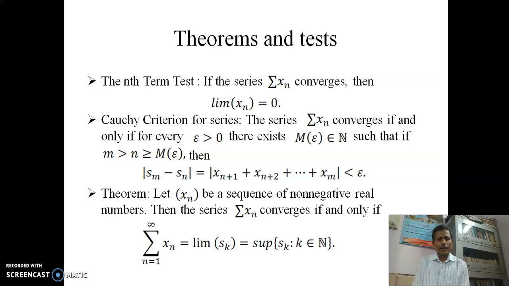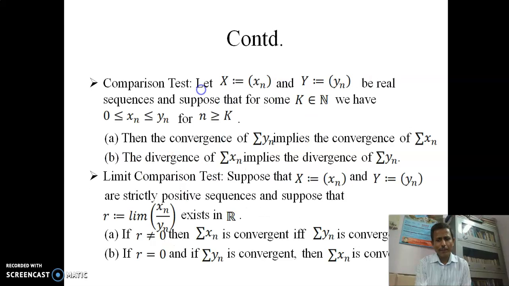Then a theorem: let xn be a sequence of non-negative real numbers. Then the series summation xn converges if and only if the sequence of partial sums is bounded, in which case summation n from 1 to infinity of xn = limit sk = supremum of sk, k belonging to N. Some other tests: this is called the comparison test.